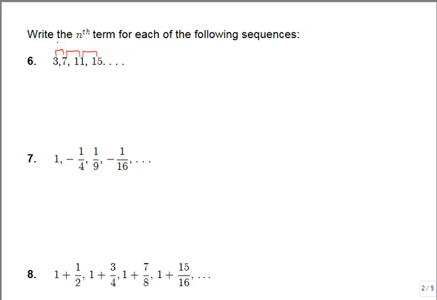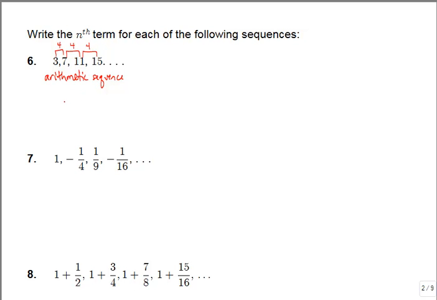3 to 7 is a difference of 4. From 7 to 11 is a difference of 4. From 11 to 15 is a difference of 4. So this is called an arithmetic sequence when you're adding the same amount each time to get the next term.